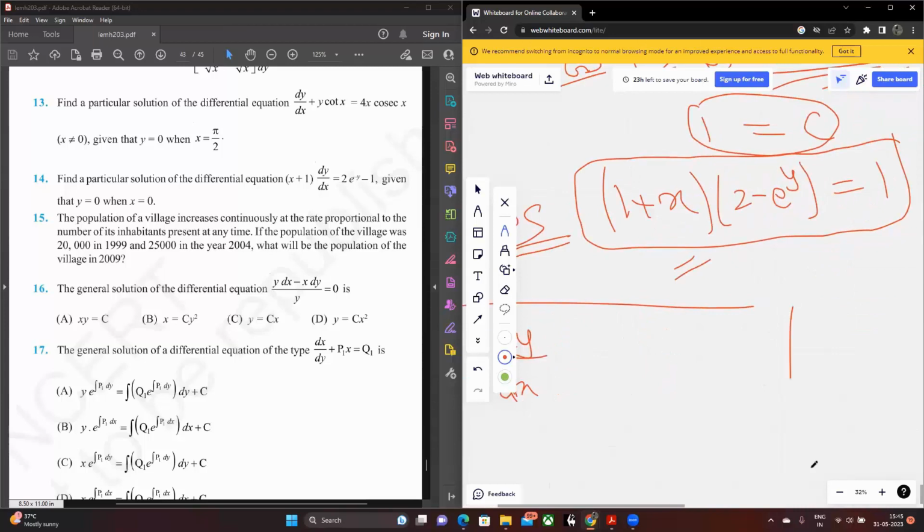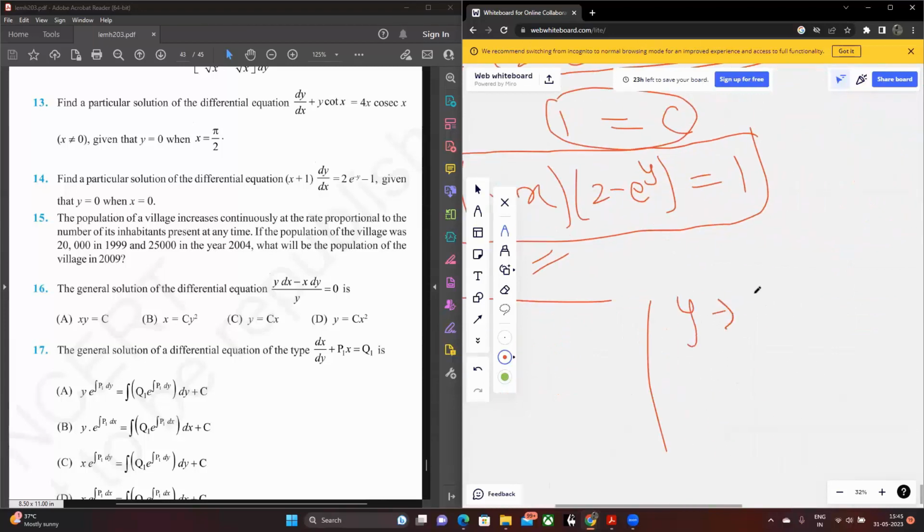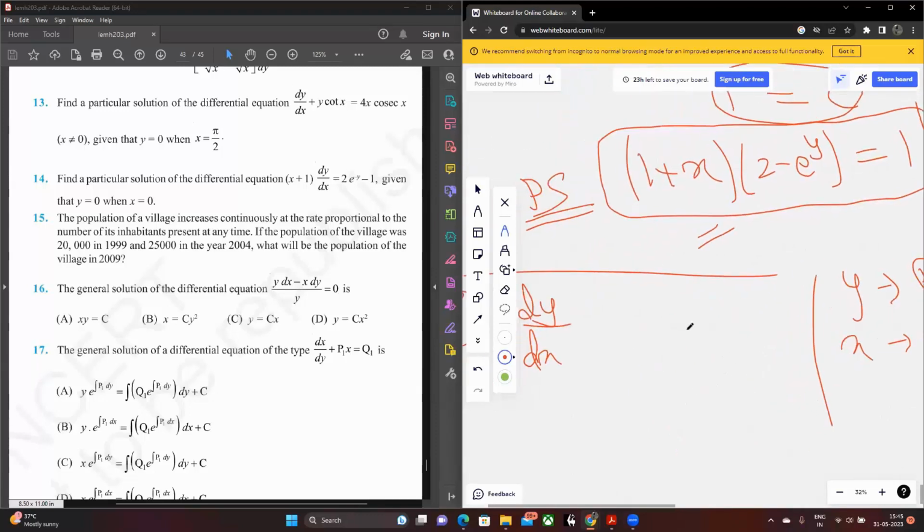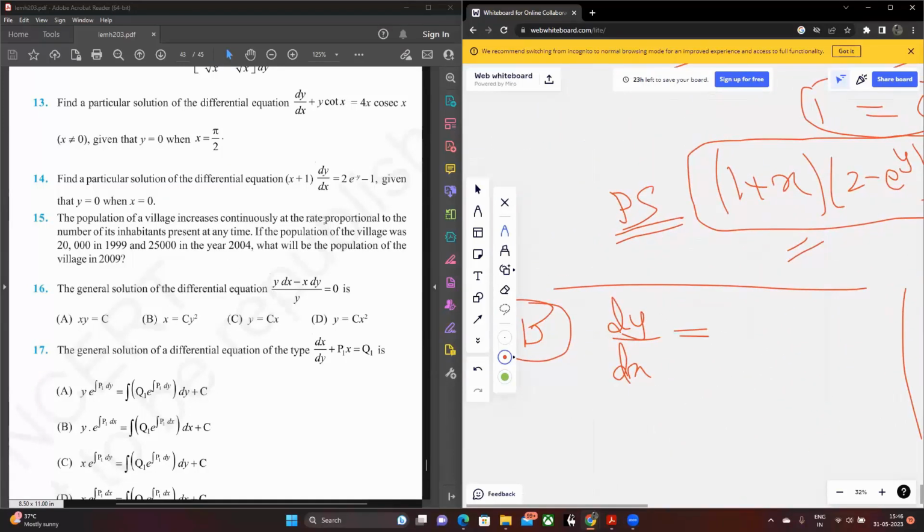15 says that the population of a village increases continuously at a rate, of course, I have to write it down. y is the population of the village, x is going to be the time. And so we have dy by dx is proportional to the number of inhabitants present at any time. So it's going to be some constant k times y.